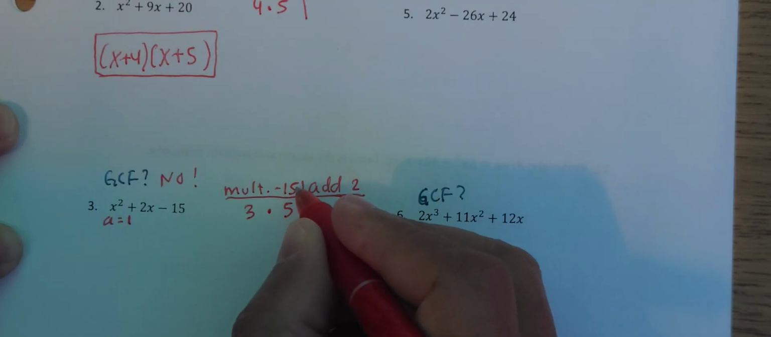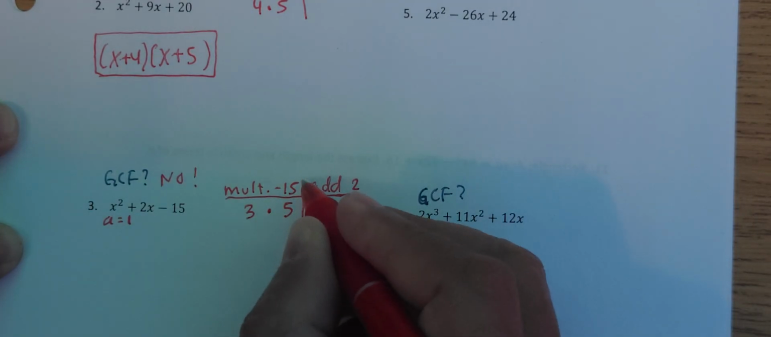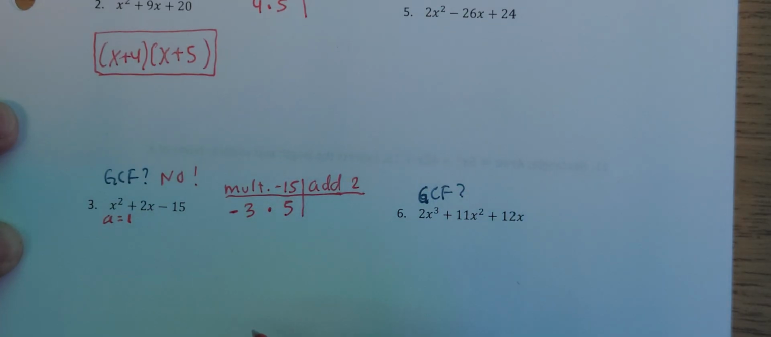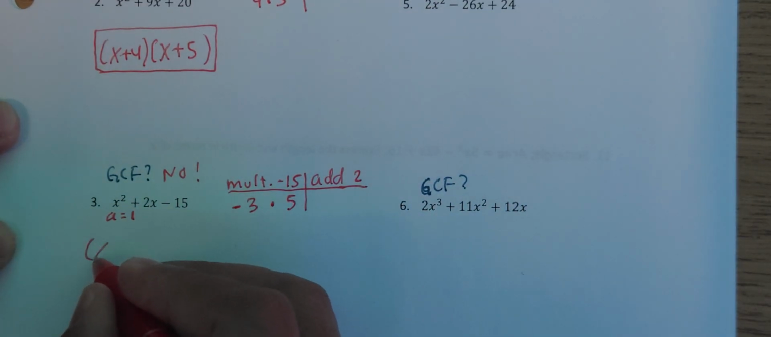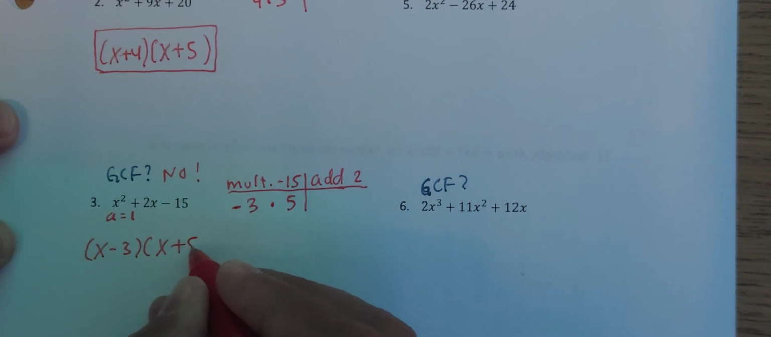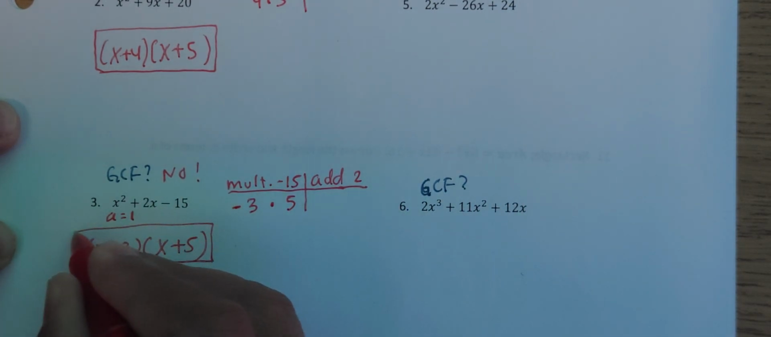When we multiply them, we end up with negative 15. So that means you've got to have opposite signs. So to get a positive 2, that means that 3 has to be minus. Okay. So then this factors as x minus 3 times x plus 5, and we are done with this problem.